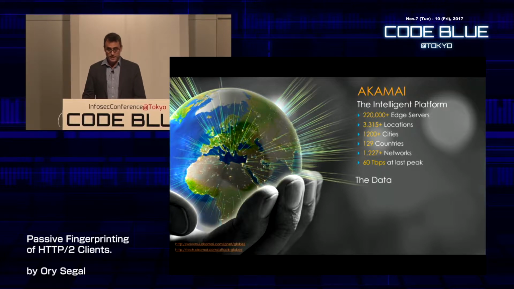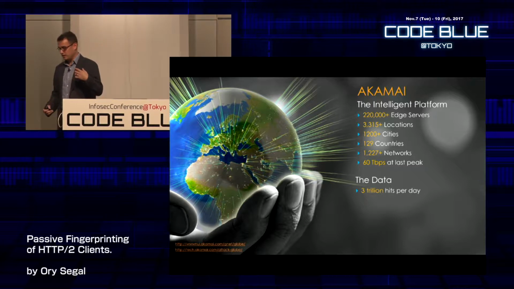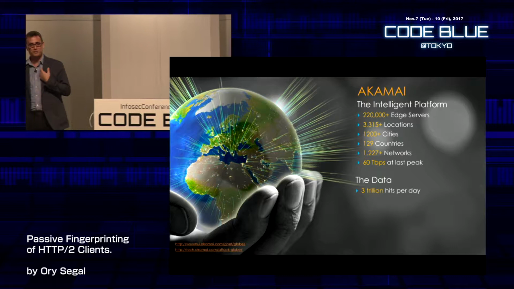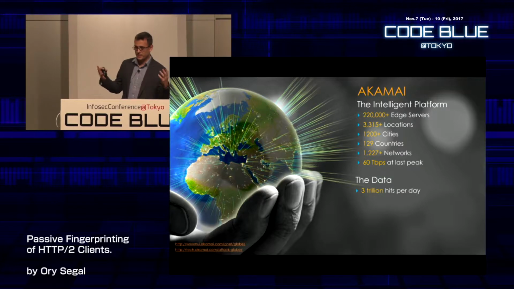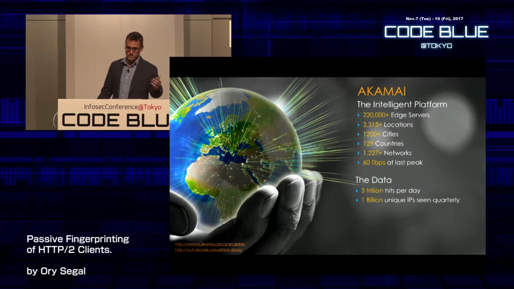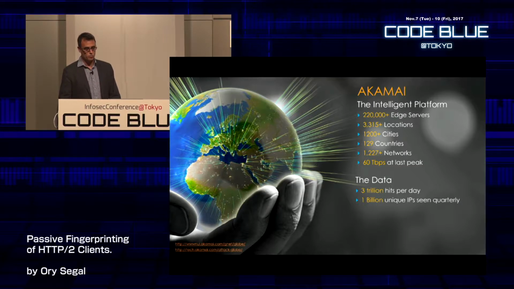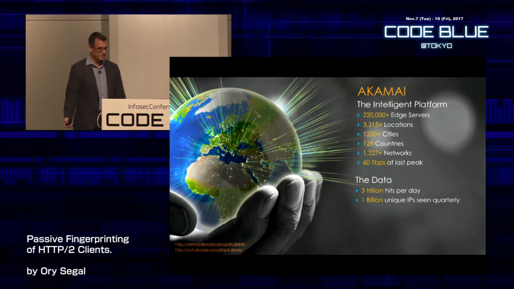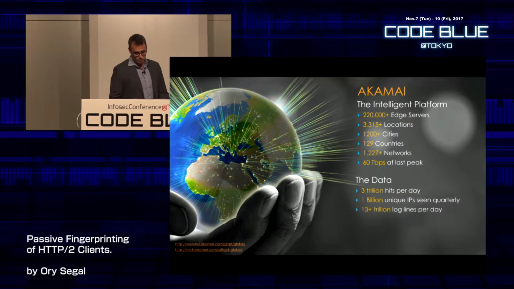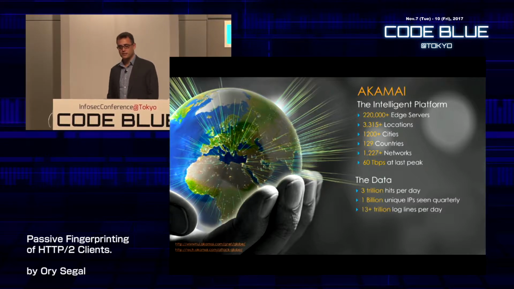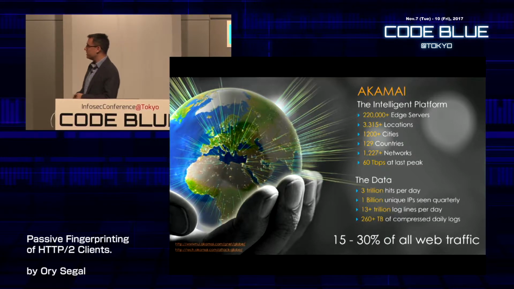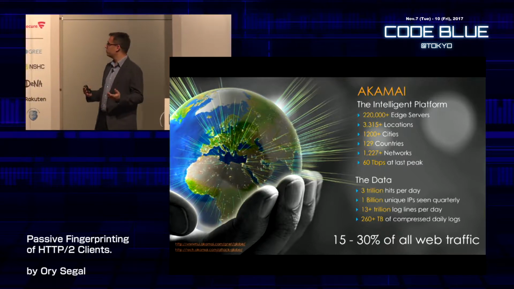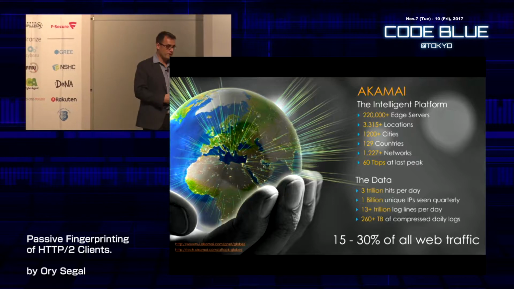The data that we see at Akamai is amazing. Actually, I keep telling people that this is how I pitch people I want to hire for the research team. Once they see the amount of data that we have, it's pretty much a closed deal. So we see 3 trillion web hits every day from 1 billion unique IPs every quarter. That's basically everything out there. We collect about 13 trillion log lines every single day. That's about 260 terabytes of compressed logs. And in a normal day we see anywhere between 15 to 30% of all internet traffic, not web traffic.